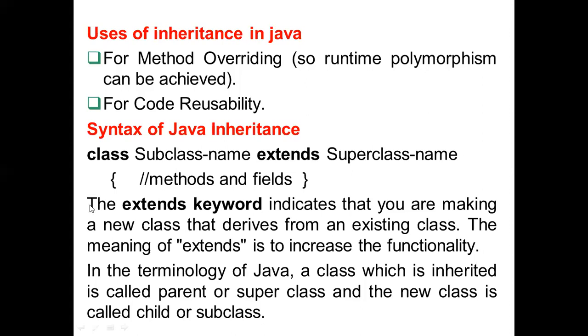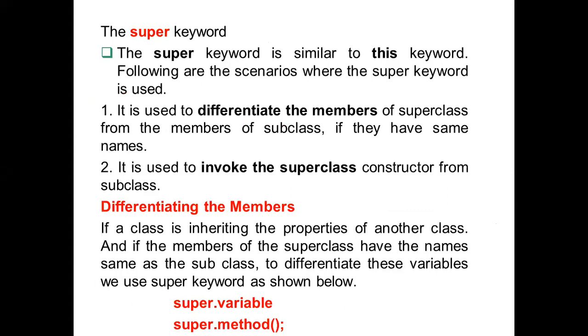So down within that class we are going to mention the methods and fields. The extends keyword indicates that you are making a new class that derives from an existing class. The meaning of extends is to increase the functionality. In the terminology of Java, a class which is inherited is called a parent or superclass, and the new class is called a child or subclass. As I said, for the parent class or the existing class, we say superclass.